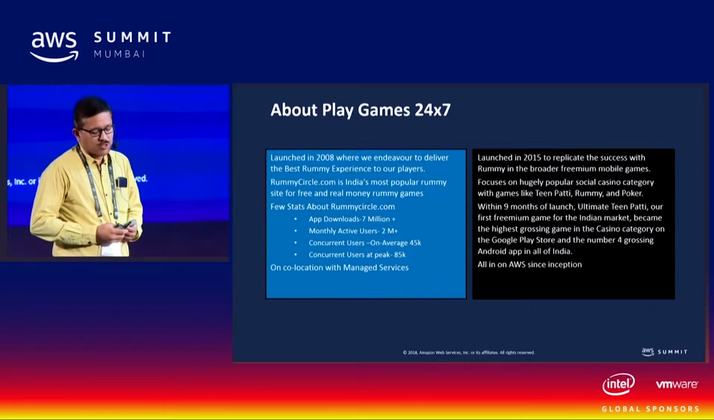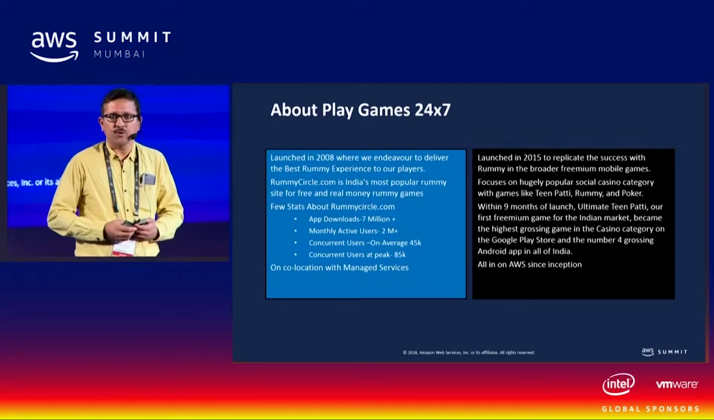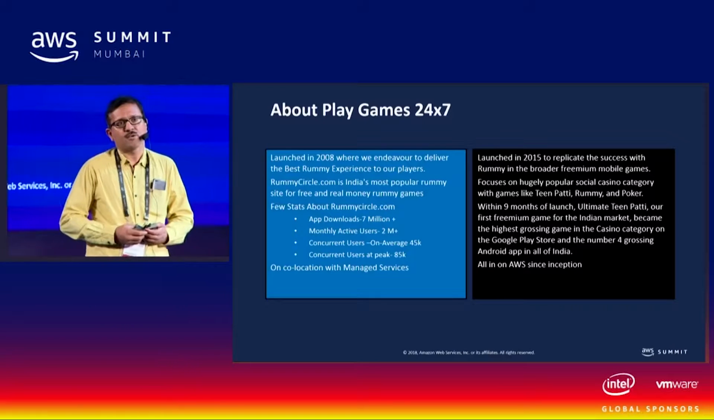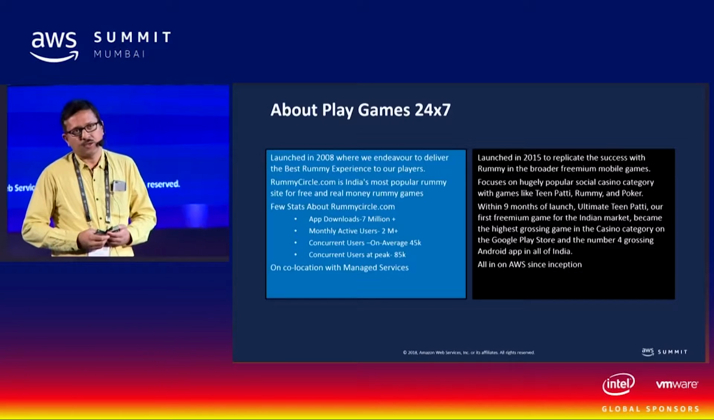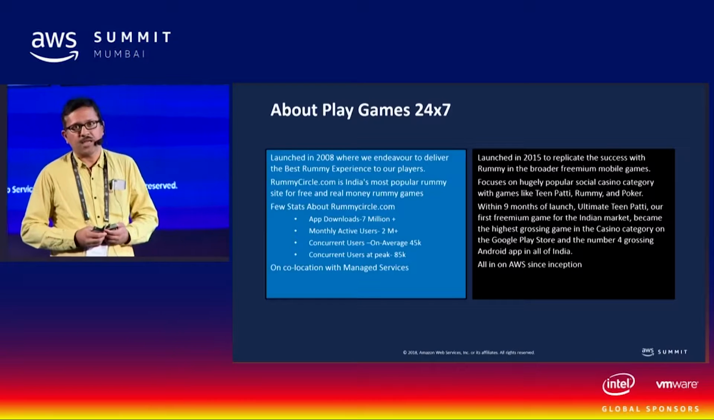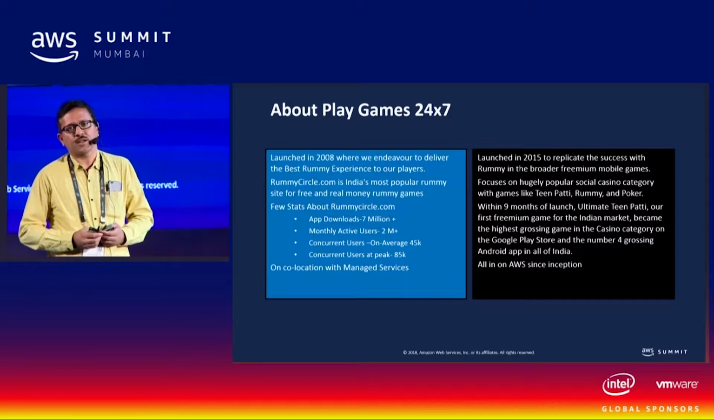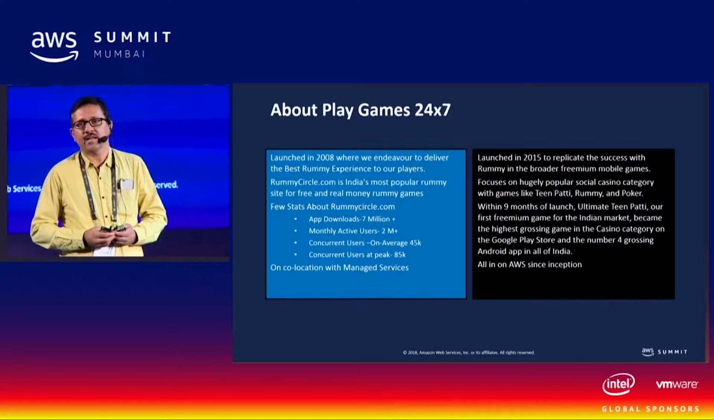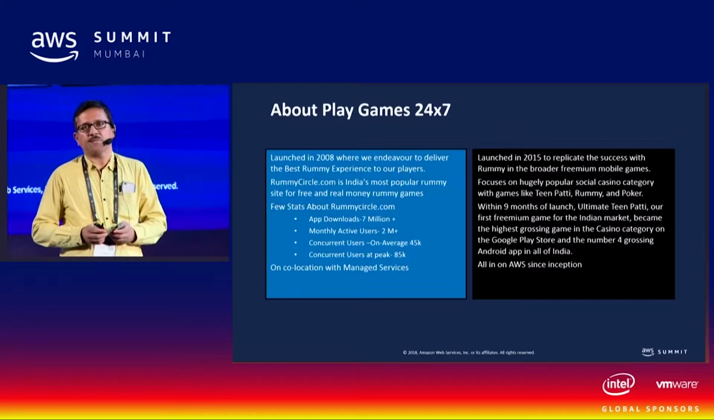The number of app downloads we've had is 7 million plus. We've got a monthly active user base of 2 million plus users. On average, our concurrent user base is typically of the order of 50K every evening, and during multiplayer tournaments, we typically get into the 90, 100K range as well. In terms of our infrastructure, we are hosted on a colo model with one of the leading colo providers in India.